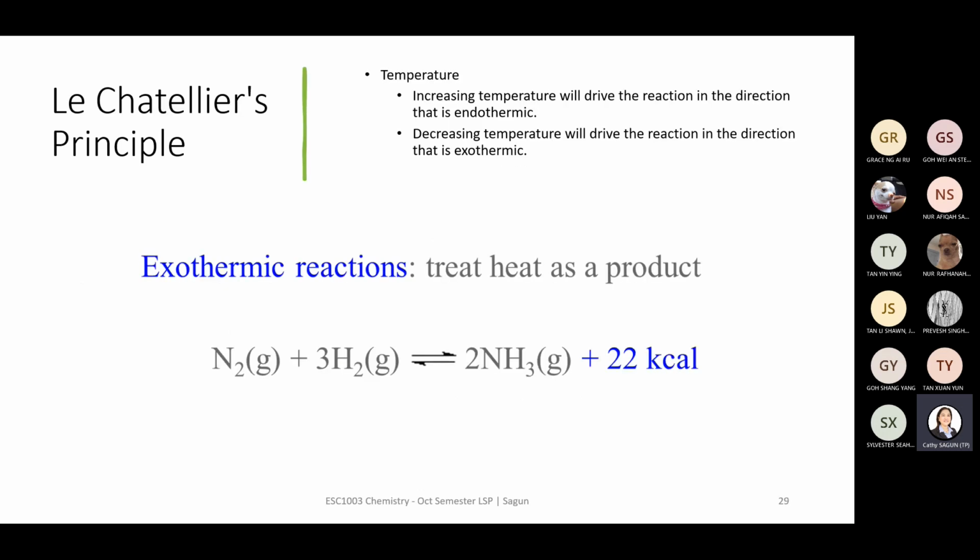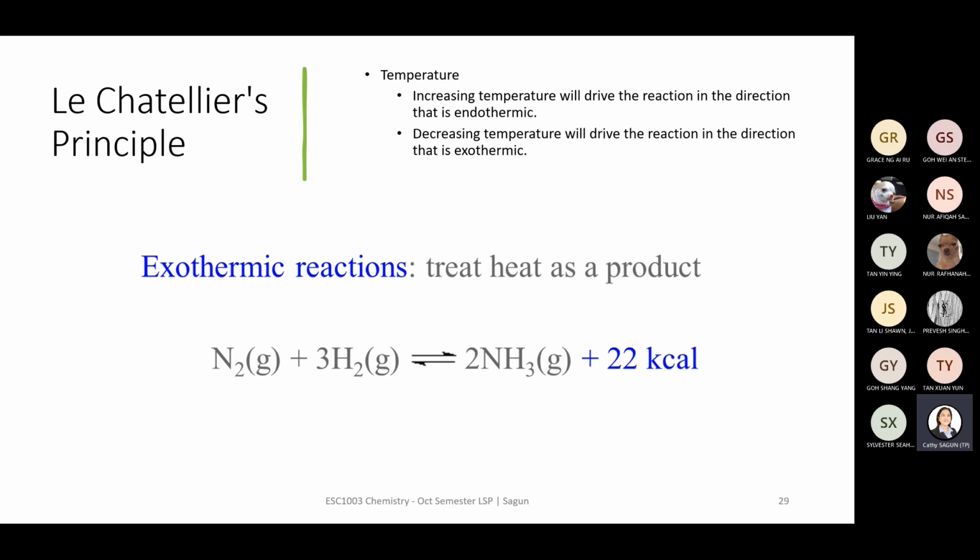Then what happens if it's temperature? Increasing temperature will drive the reaction in the direction that is endothermic. You know why? Because just remember, for example, I have N2 plus 3H2 gives 2NH3. If I increase my temperature, it is like I am putting heat here. So if I increase this, what will happen? It should move forward, right?